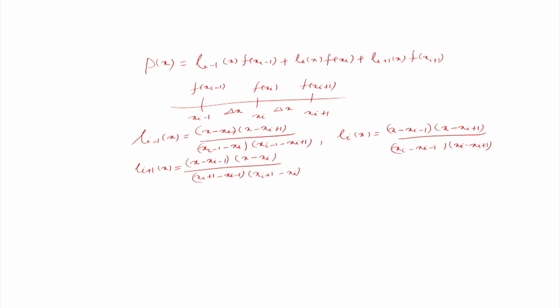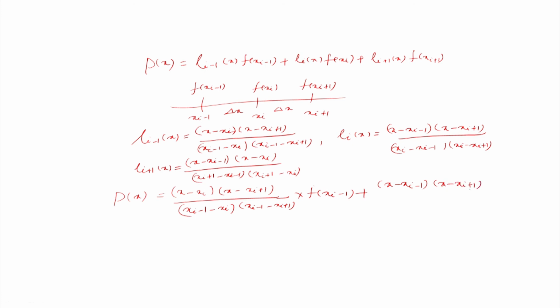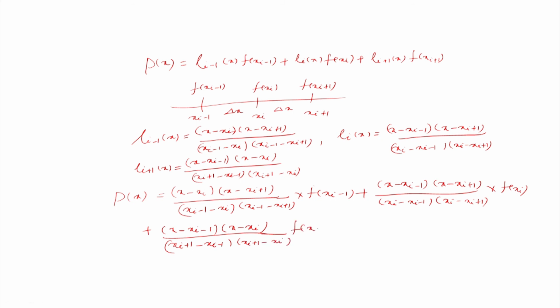So, if you combine these 3 points in polynomial form, we can write it as: (x - xi)(x - xi+1) divided by (xi-1 - xi)(xi-1 - xi+1) into f of xi-1, plus (x - xi-1)(x - xi+1) divided by (xi - xi-1)(xi - xi+1) into f of xi, plus (x - xi-1)(x - xi) divided by (xi+1 - xi-1)(xi+1 - xi) into f of xi+1. So this is the complete formulation of this polynomial.